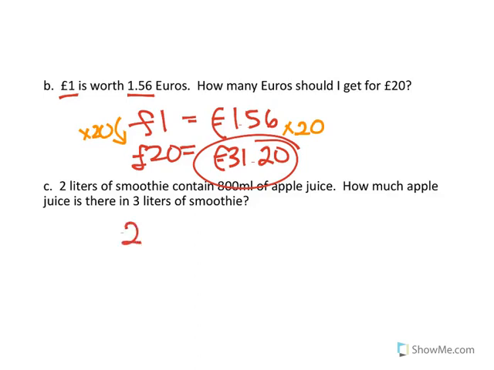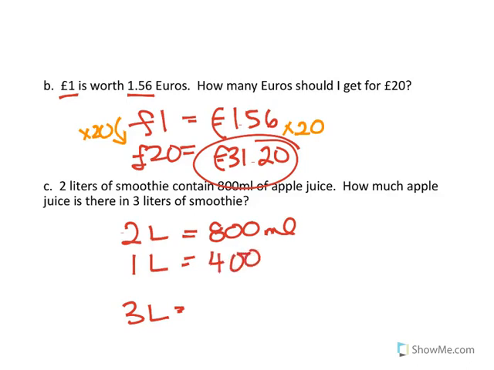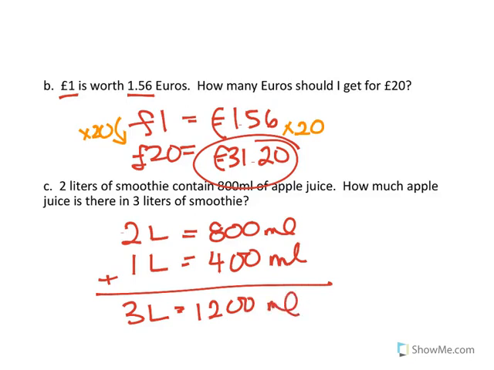Now, 2 liters of smoothie contain 800 milliliters of apple juice, and we want to know 3 liters. Now, it's hard to go directly from 2 to 3, so what we'll do is find out 1. 1 liter will be half of the 800, so it will be 400 milliliters. Now that I want to know 3, I can simply add them. 800 plus 400 will give you 1,200 milliliters of apple juice. And that's all.